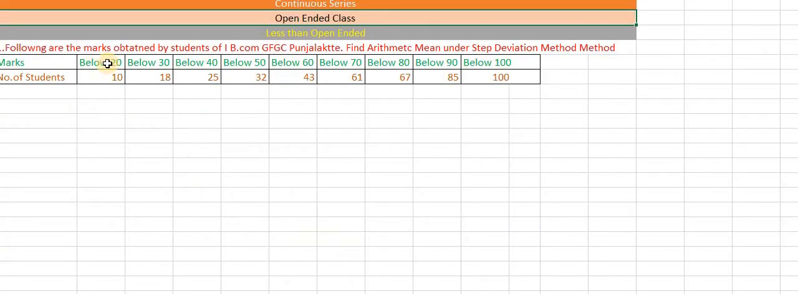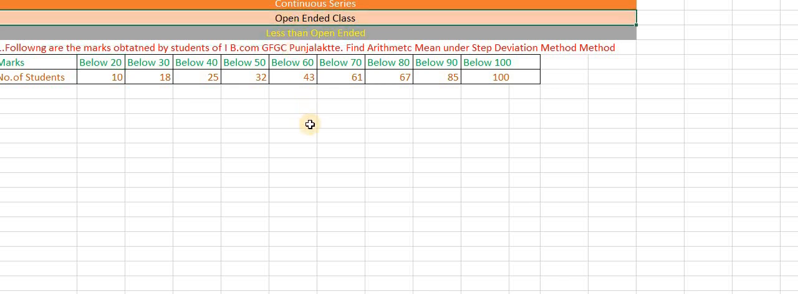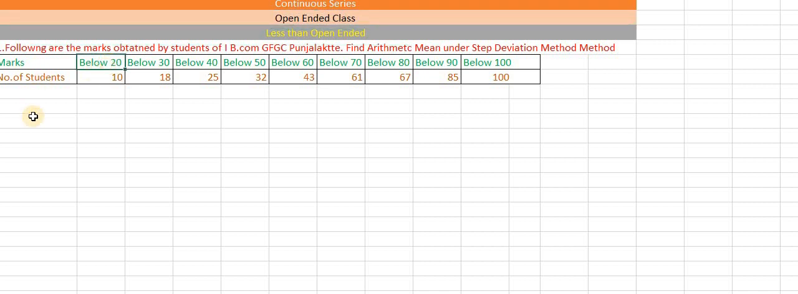They have given only one limit, so it is open-ended. We have only one end, not the other side. So these are open-ended classes. In these kinds of classes, the first thing we need to do is find out the class interval.